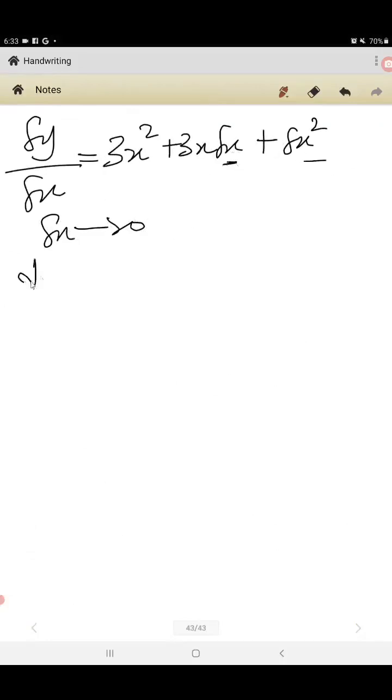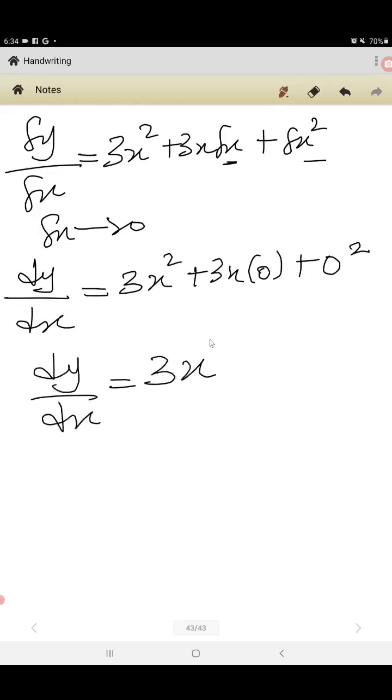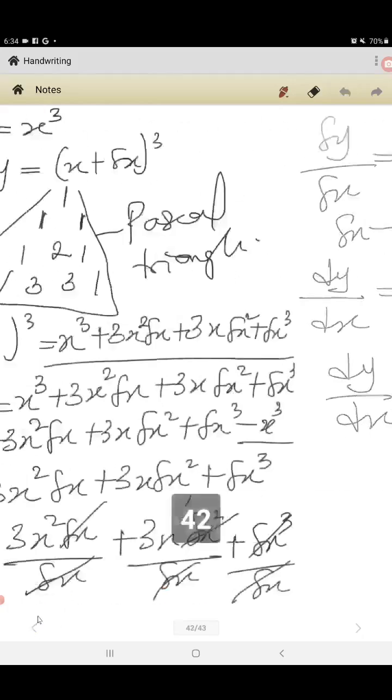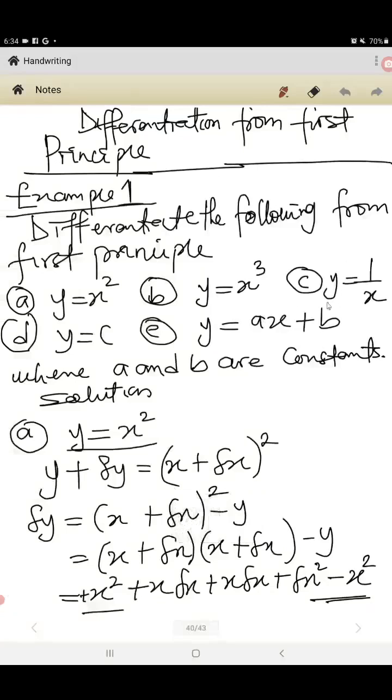So meaning that dy over dx will now be equal to 3x squared plus 3x bracket 0 plus 0 squared, which is dy over dx is equal to 3s squared. That is about that. So we have solved the second part. That is question B. Let's now also solve C.